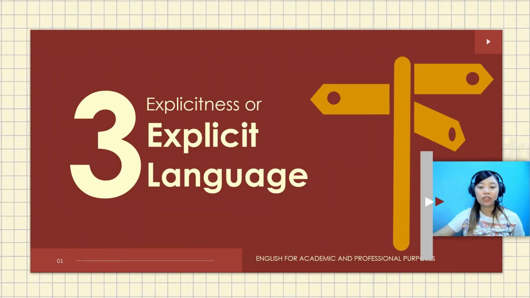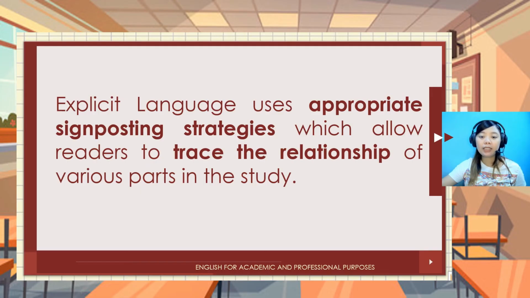The third distinctive attribute of an academic text is explicitness, or explicit language. So an academic text uses explicit language. Explicit language uses appropriate signposting strategies which allow readers to trace the relationship of various parts in the study. When we talk about signposting strategies, we refer to transitional devices and conventions that we use in our written material or in our text.